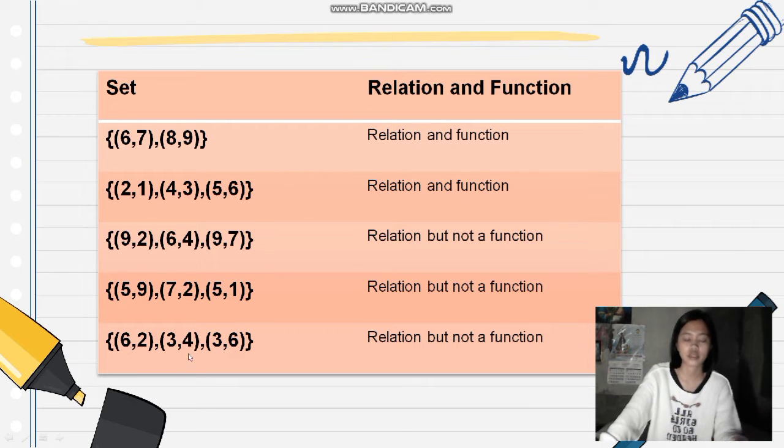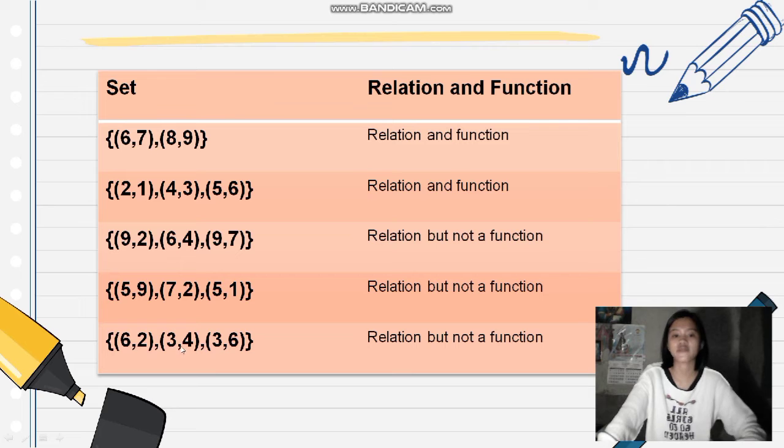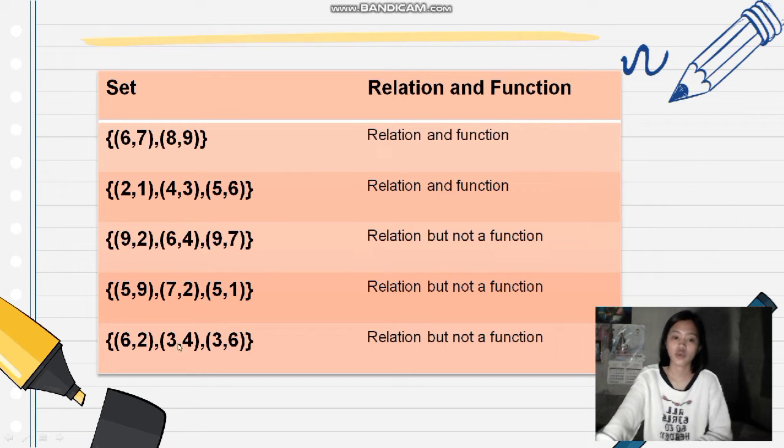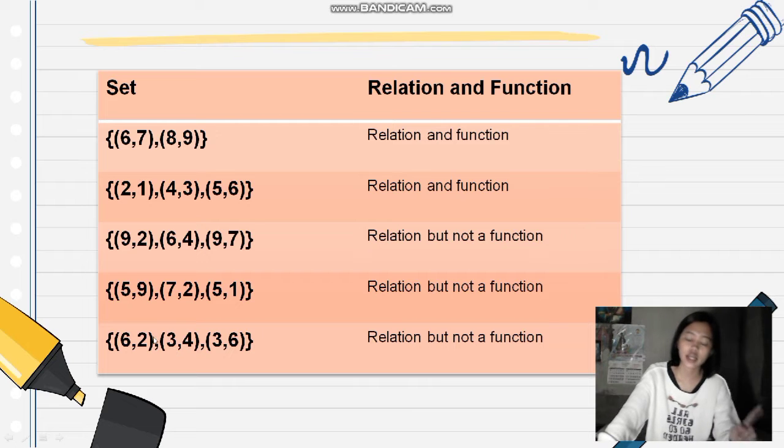So, next example, we have (6, 2), (3, 4), and (3, 6). So, ang naulit naman natin ay yung 3. So, relation siya kasi set siya ng ordered pairs, pero hindi siya function kasi naulit yung x natin sa elements ng x ng coordinates natin.